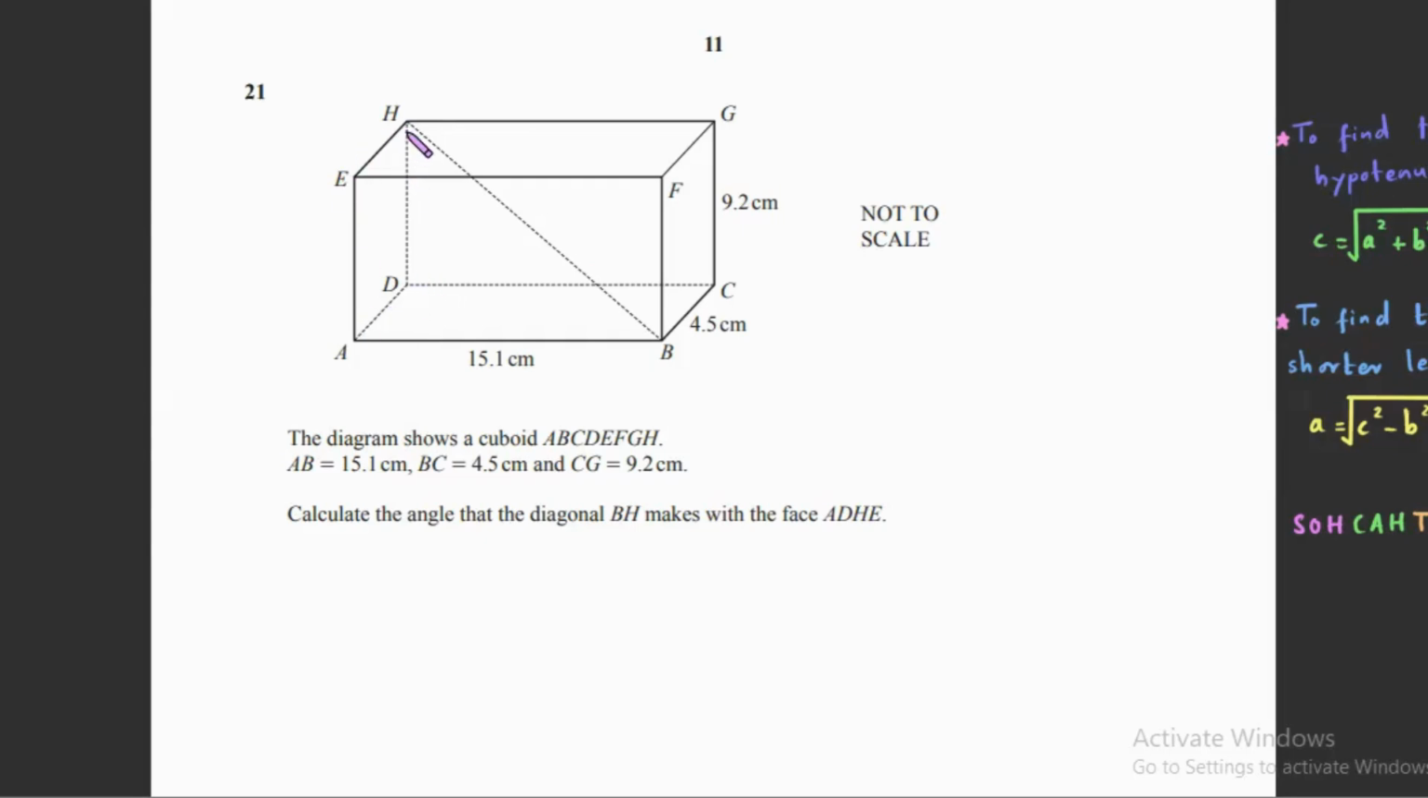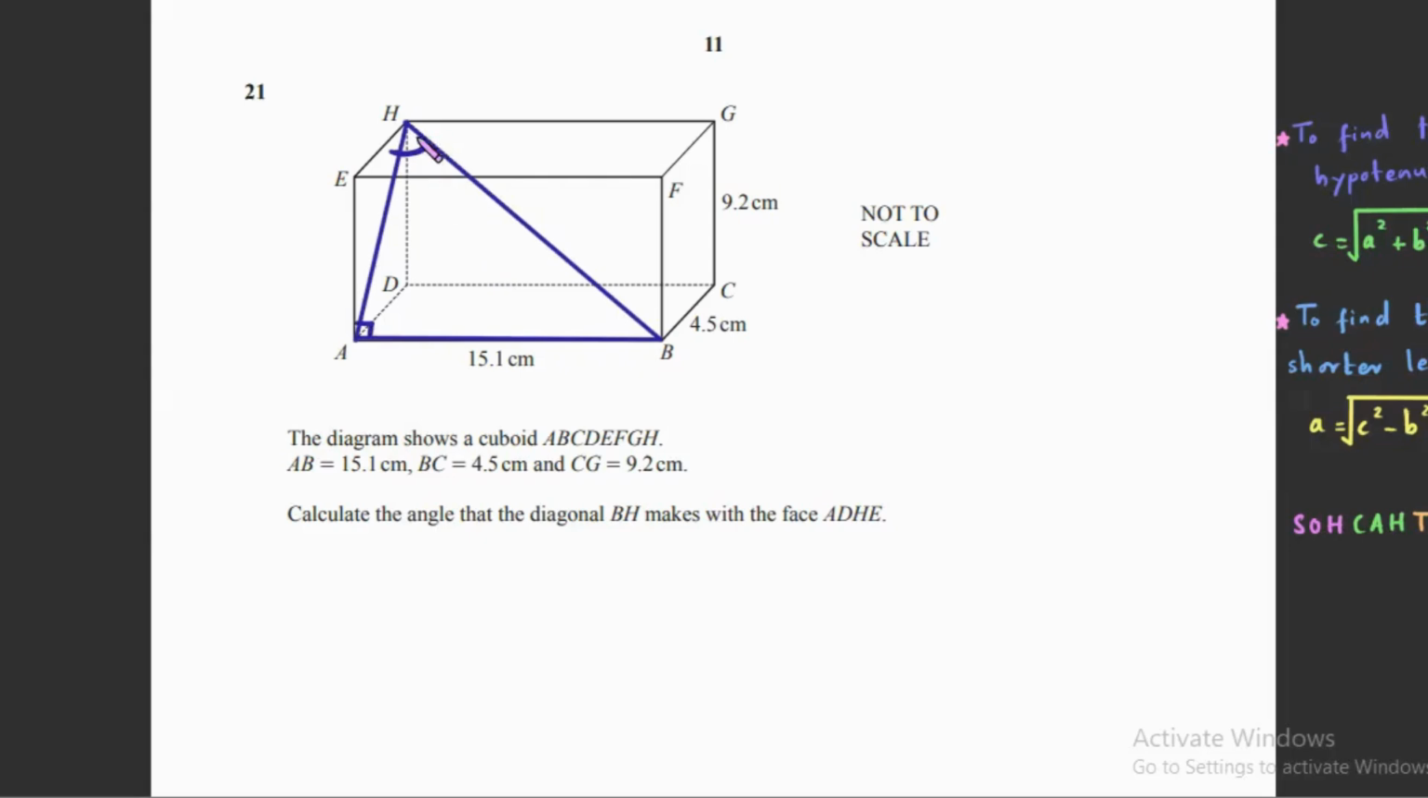ADHE is this face. So this diagonal makes with that face means we need to draw a line from here to here. Using this triangle only, we are supposed to find this angle. To find it, we can imagine as if it's been turned around, which makes it much easier to understand. I need to find what this angle is. This one will anyway be 90 degrees.